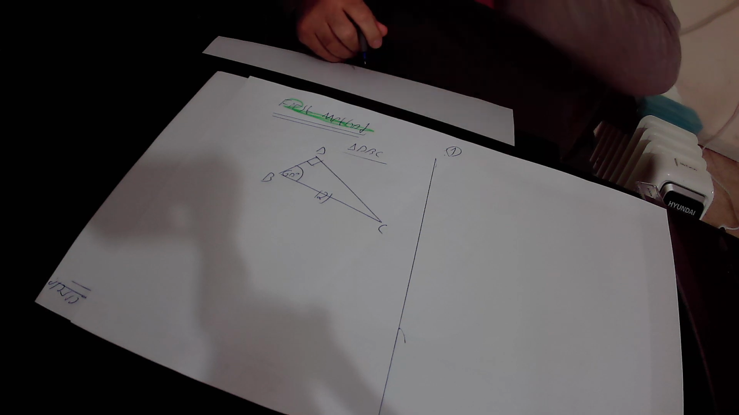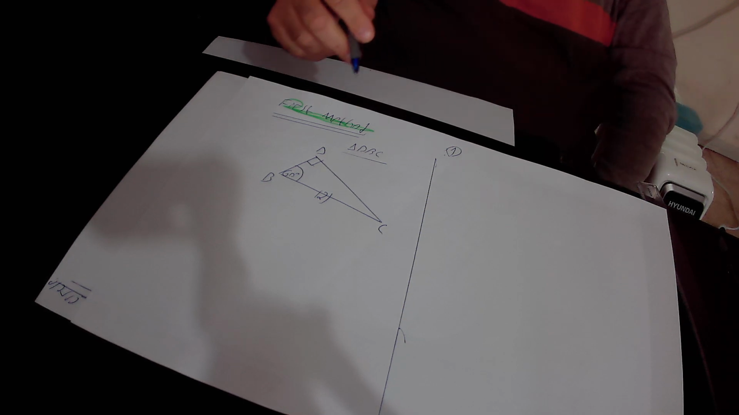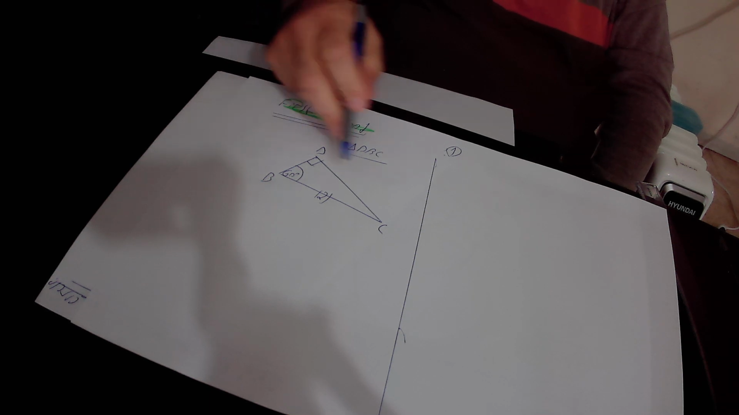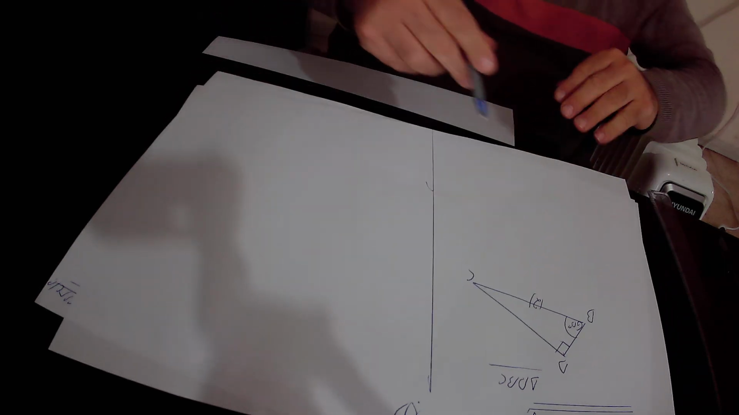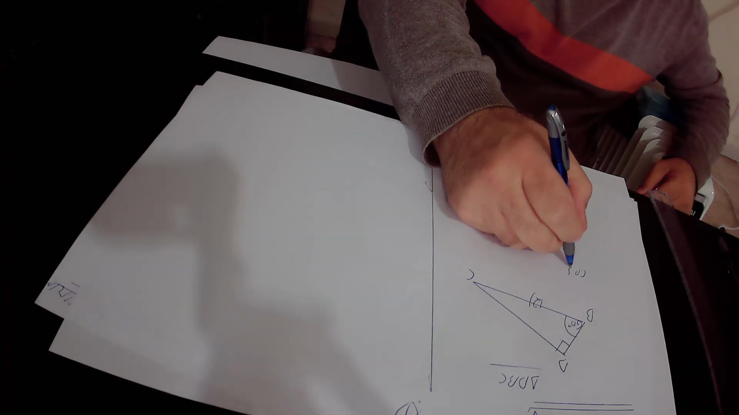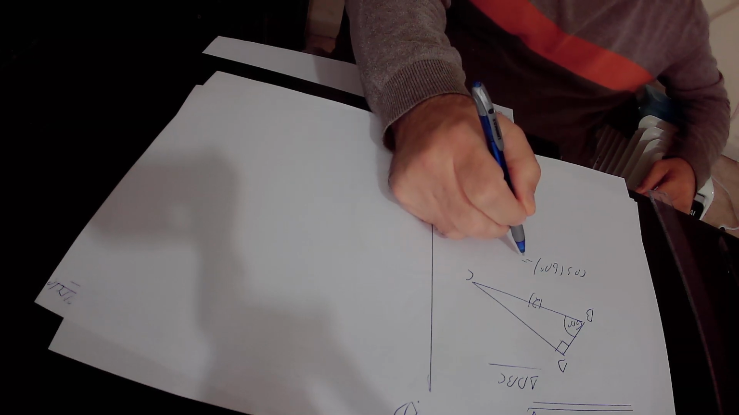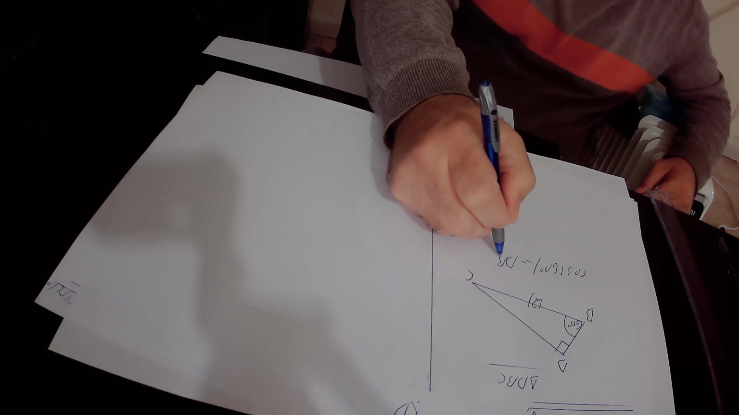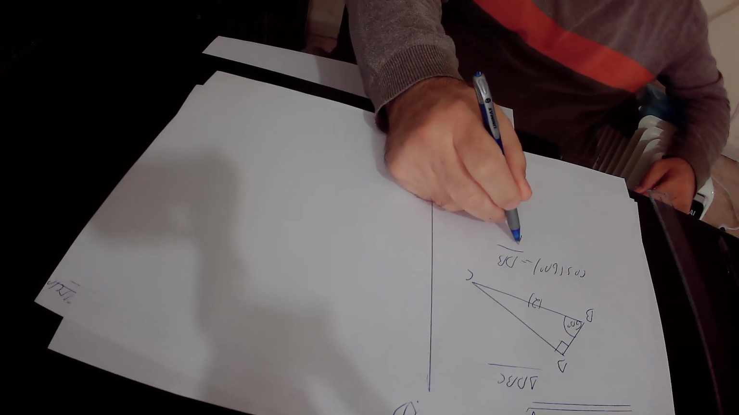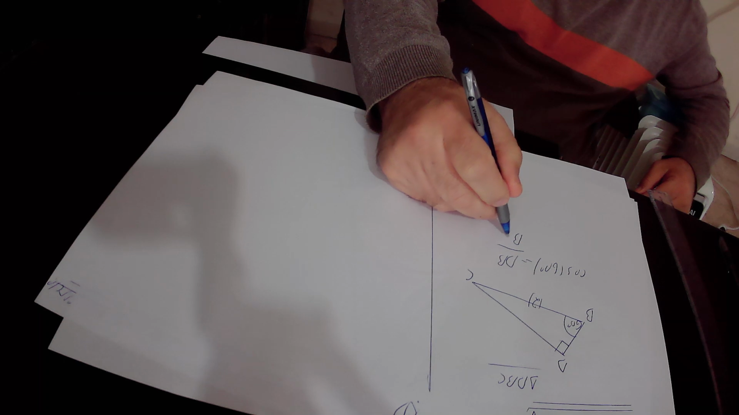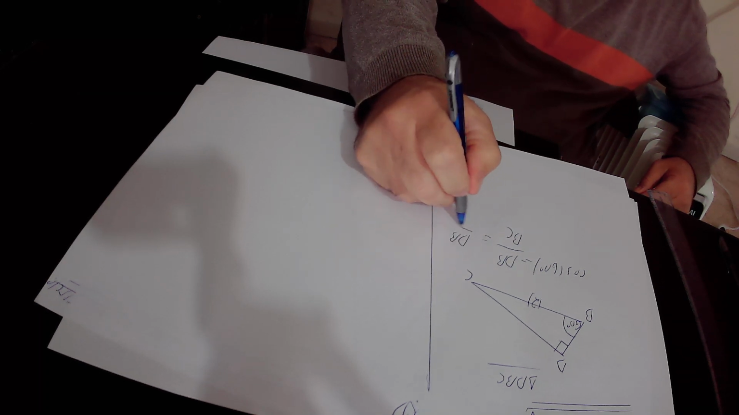In this right triangle DBC, cosine 60 degrees will be equal to DB over BC. So I write it down. Cosine 60 degrees equals DB over BC. The hypotenuse is BC. So it is DB over BC.